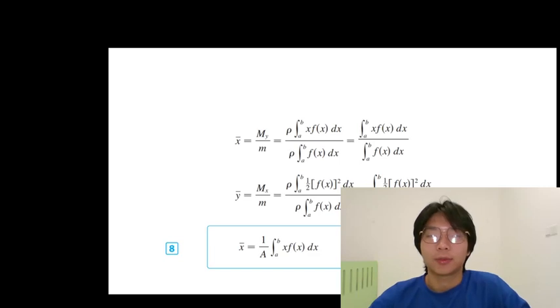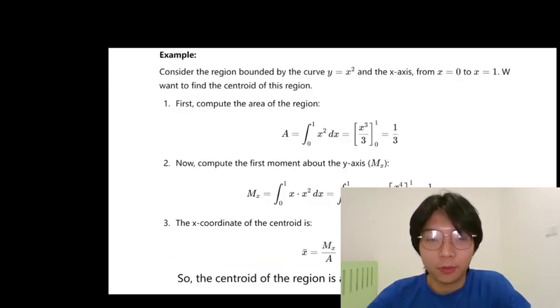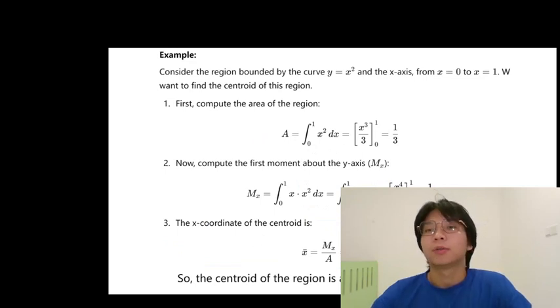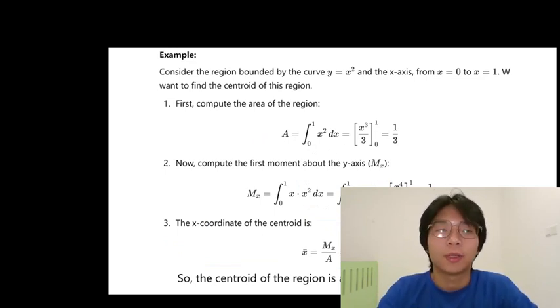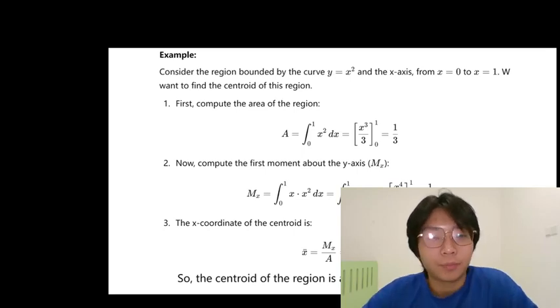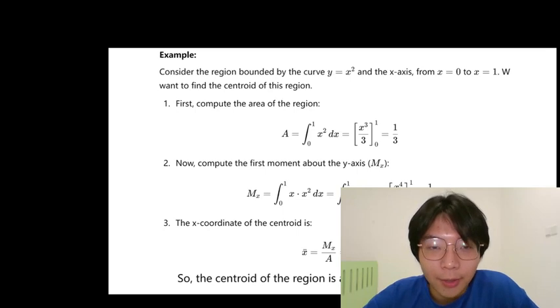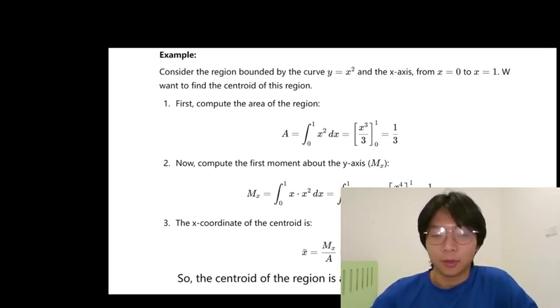According to our textbook, I found this quote. Take an example: consider the region bounded by the curve y equals the square of x and the x-axis from x equals 0 to x equals 1. We want to find the centroid of this region. First, we compute the area of the region. We just integrate f(x) dx, and the area is 1/3.